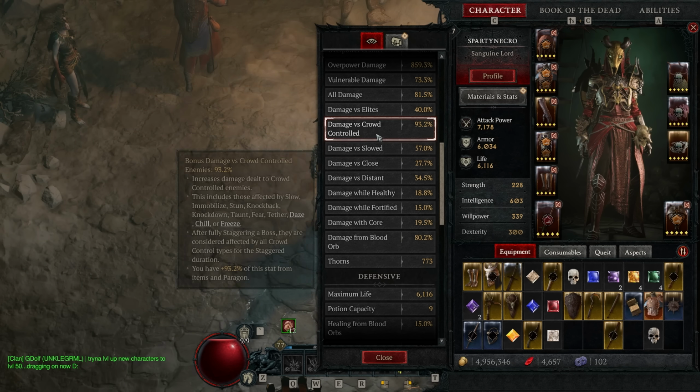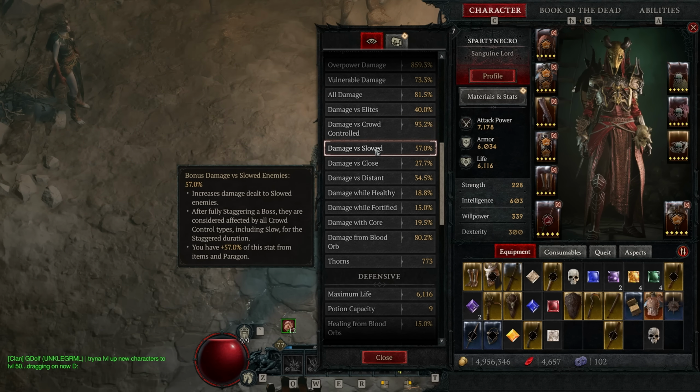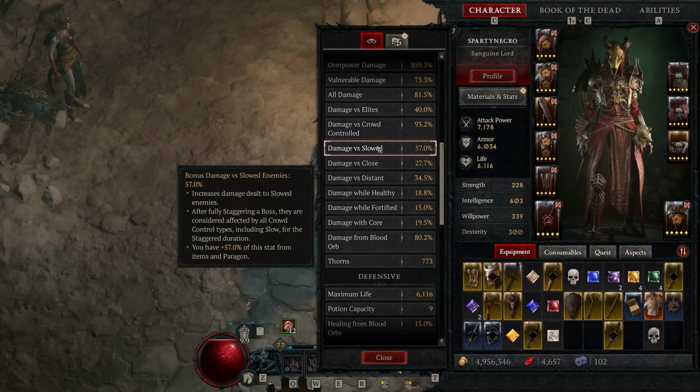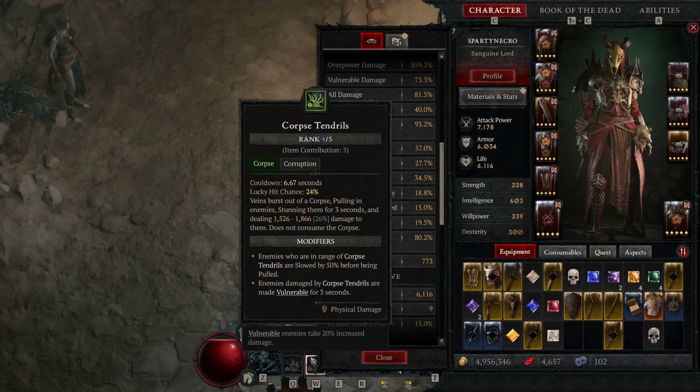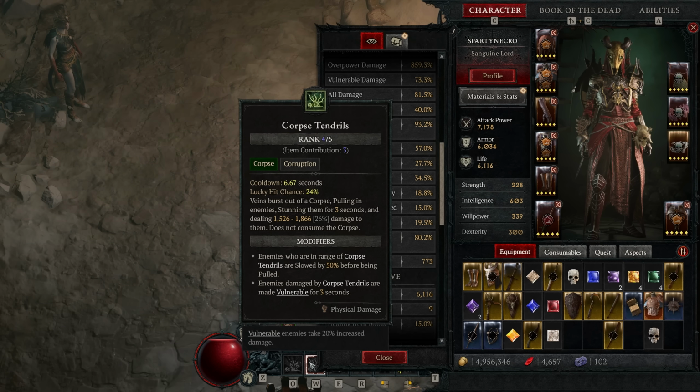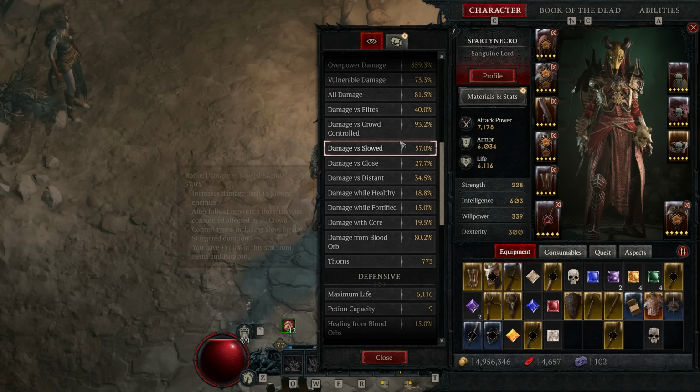Same thing with slowed and crowd controlled. I am slowing things down all the time with Decrepify, so I get this bonus, which also is crowd controlled. But maybe I didn't Decrepify them and I only used corpse tendrils. That would just kick this one off and not that. So there's tons of different ways. And even then, corpse tendrils can slow things. So it is mind numbing how this can all work itself out.